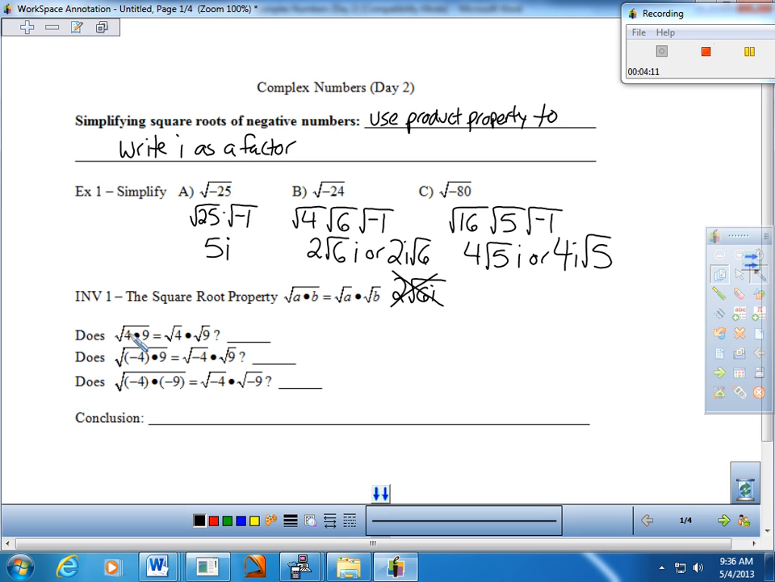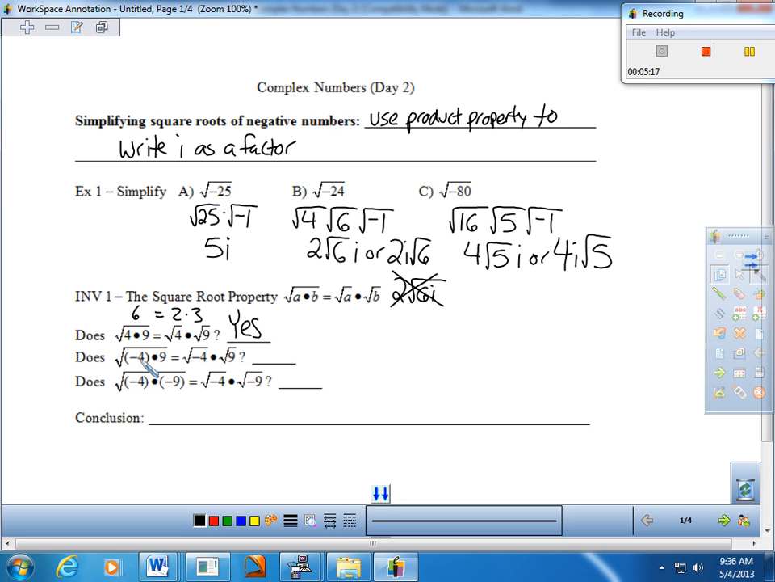This is the square root of 36, which is 6. This is the square root of 4, which is 2, so this is 6 equals 2 times 3. Yeah, of course. So with two positive numbers, and I hope this works because this is exactly what I taught and we've been using it, yeah, this works. Two positive numbers, it works perfectly.